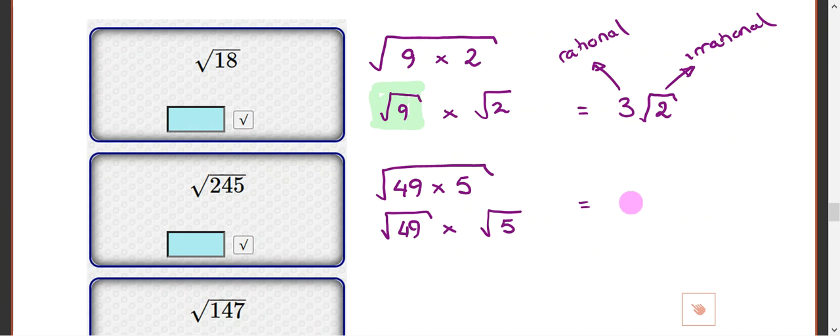Jai, do you know? This is where having your times tables, your square numbers sorted. So square root of 5, we're going to leave that. It's the square root of 49, which is? What multiplied by itself makes 49? 7. This would be 7. So this one's 7 here. So we've got 7 root 5.